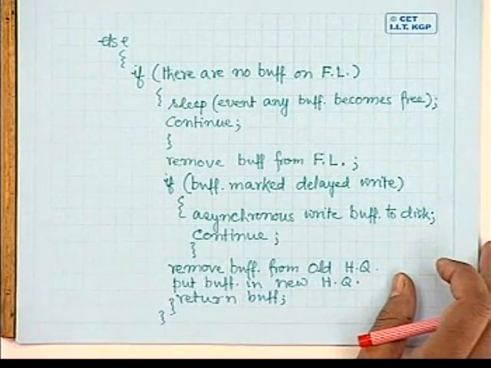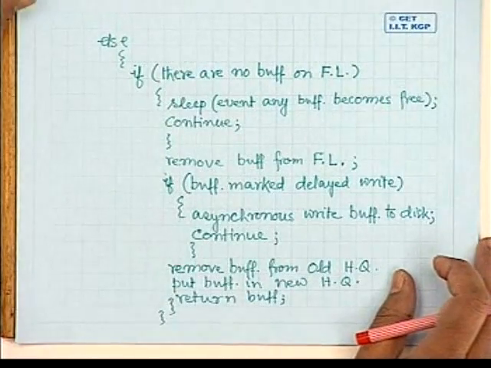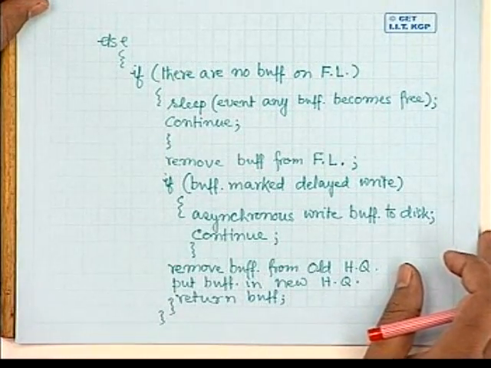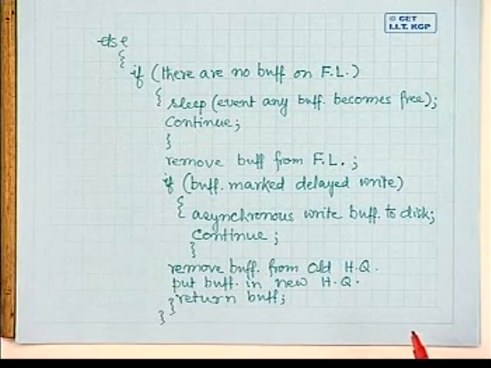or the data block is not in any of the buffer cache. In that case, we can have two different situations. If the data is not available in the buffer cache, we have to get the data block from the disk and put it into one of the buffers. For that, what is needed is a buffer which is free.